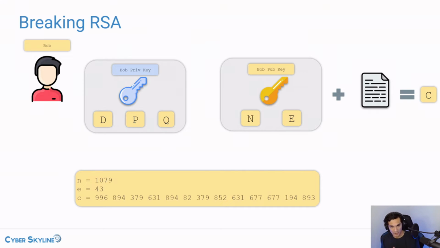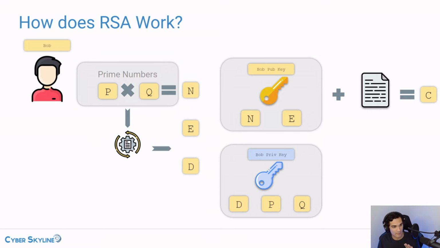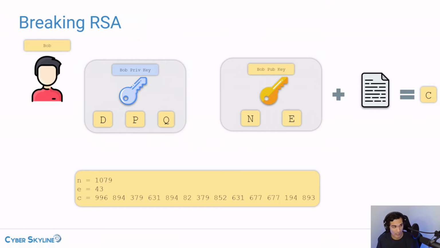So I'm going to put in some values so this isn't so theoretical anymore. And I'm just hiding right now how we generated these values. That part doesn't matter. The part that matters is that you know that the private key is D, P, and Q, and the public key is N and E, and the encrypted message is called C.